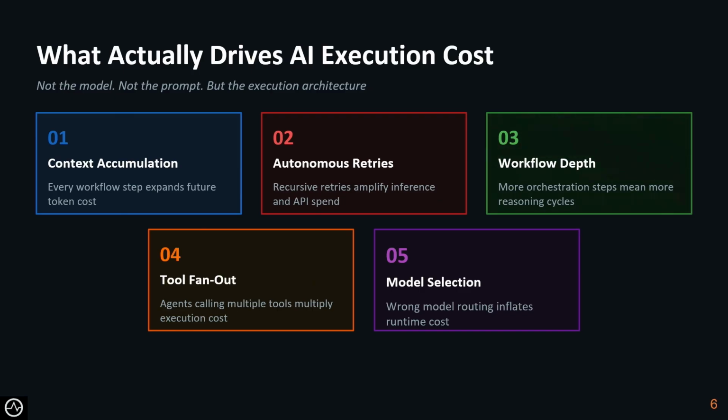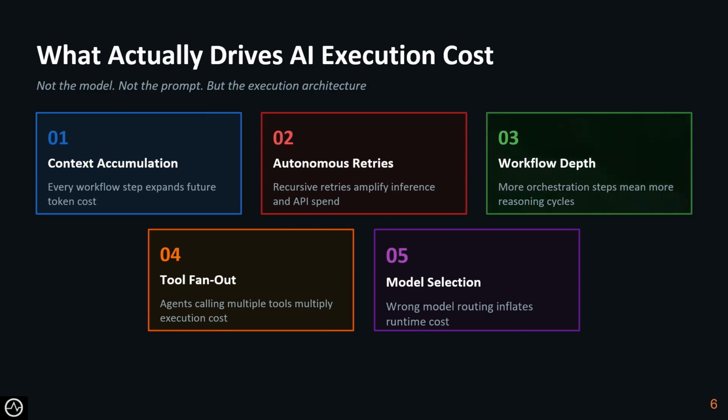Agents or AI systems, anything, are recursively retrying. So each retry multiplies both inference cost and downstream API cost. Third, workload depth. More orchestration steps mean more reasoning cycles, right? Fourth, tool fan out. If the agent coordinates with low-level primitive downstream services, what will happen? Then it needs more tokens, right?